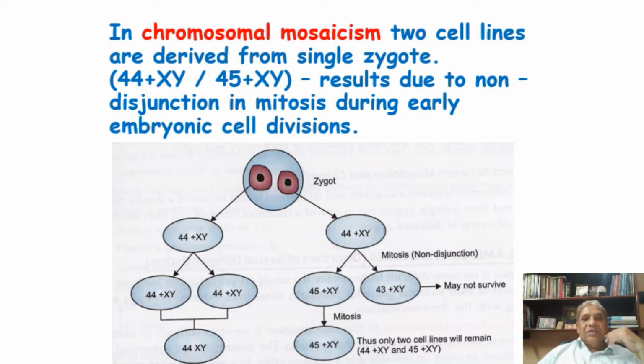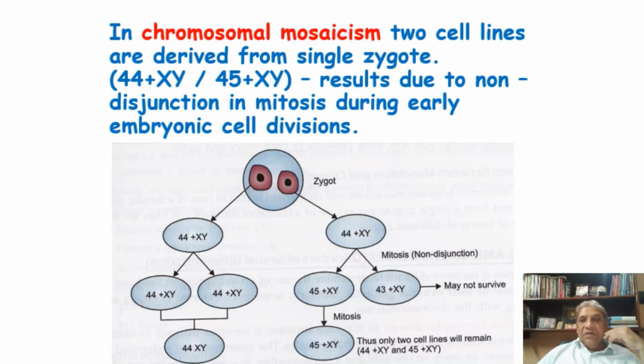This is also containing 44XY, and so are all the subsequent cell divisions which will follow after this; they will have the normal constitution 44XY. But in one of the cells, when the embryonic cells are dividing, any one cell may show faulty cell division due to non-disjunction. Here, if two daughter cells form, it may so happen that this daughter cell contains 45 instead of the normal 44. It contains 45 autosomes and X and Y sex chromosomes.